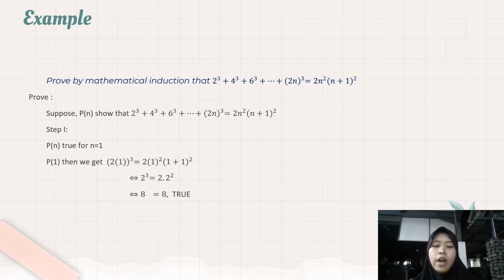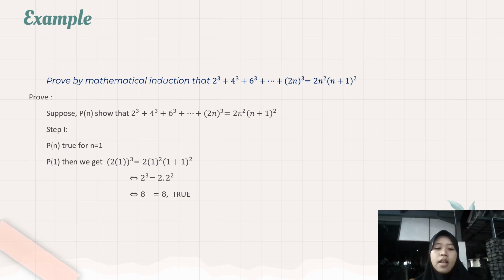So we have a problem to prove by mathematical induction that 2^3 + 4^3 + 6^3 + ... + (2n)^3 equals 2n^2 times (n+1)^2. The step to prove is: suppose Pn, so that 2^3 + 4^3 + 6^3 + ... + (2n)^3 equals 2n^2 times (n+1)^2.